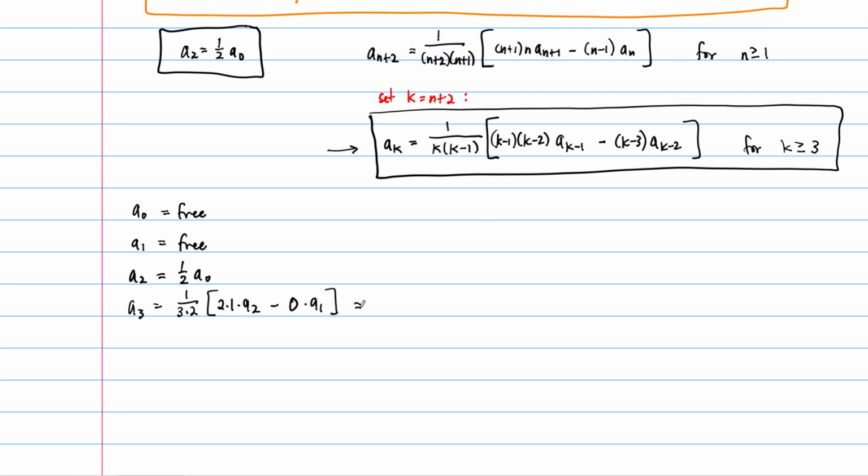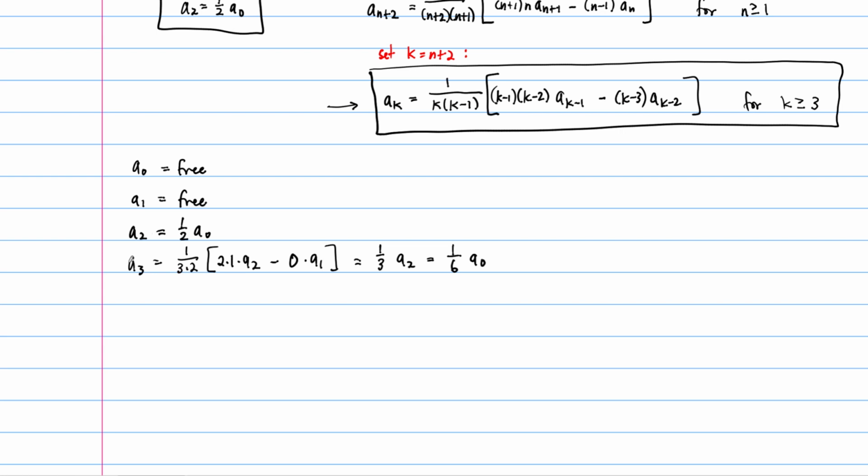All right, so this one, again, we're just trying to find the first few terms. So this one's going to be 1/3 a sub 2, but a sub 2 is in terms of a sub 0, right? So this one's going to be 1/6 then a sub 0. All right, then we go down to the next one. So a sub 4. We need 6 terms in the power series, so it starts at 0, so we need through a sub 5, right?